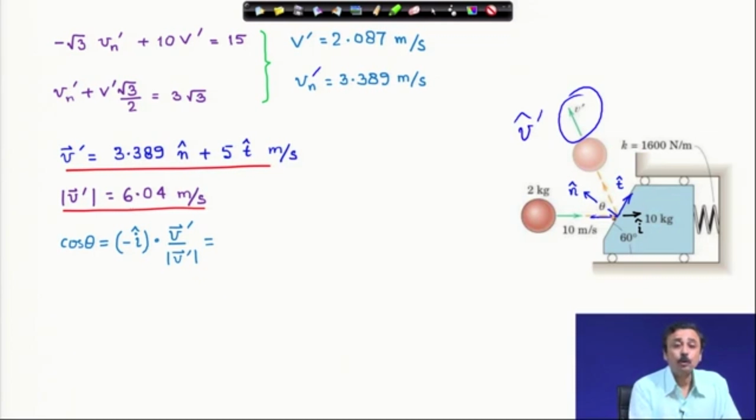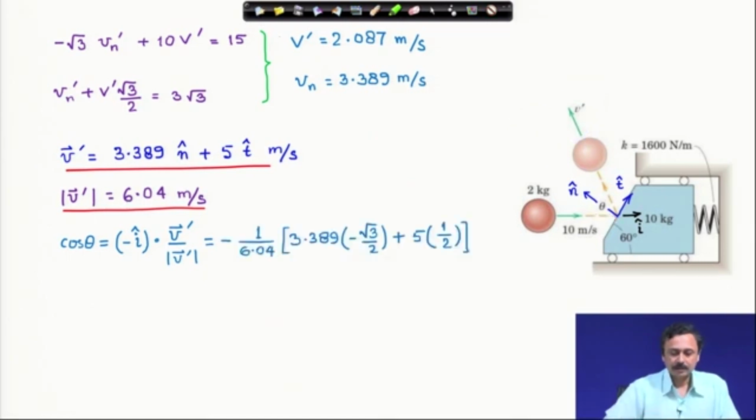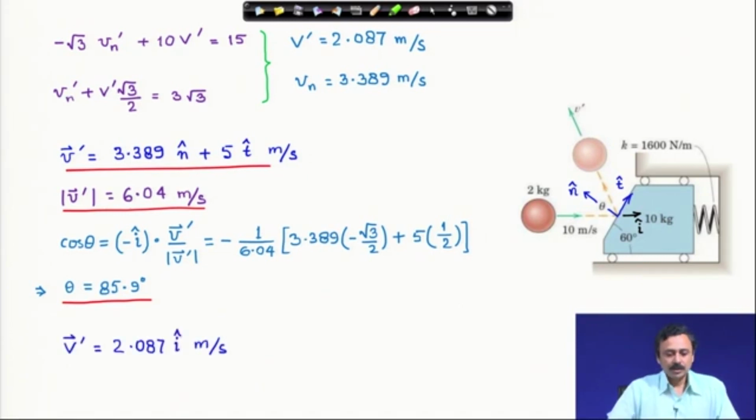If you take the dot product of these two unit vectors, you get cos of the angle between them, and after final solution it turns out to be 85.9 degree. This is a straightforward algebraic calculation and finding out cosine inverse, which you can do. Now, the velocity of the carriage after impact in vector form is 2.087 I cap meter per second.